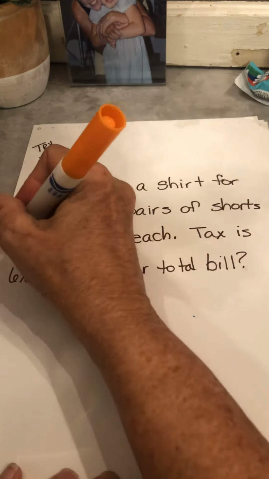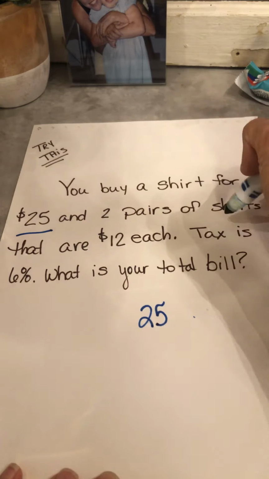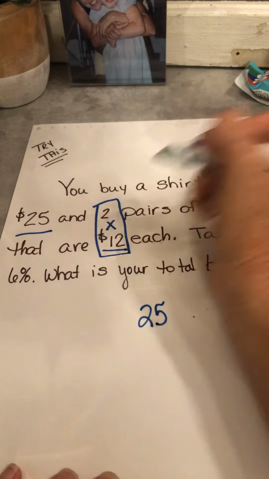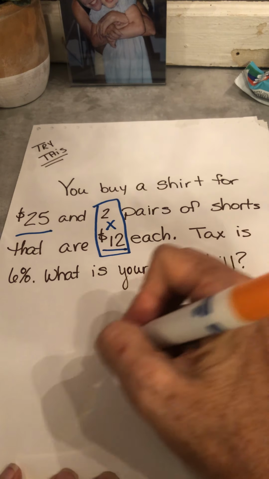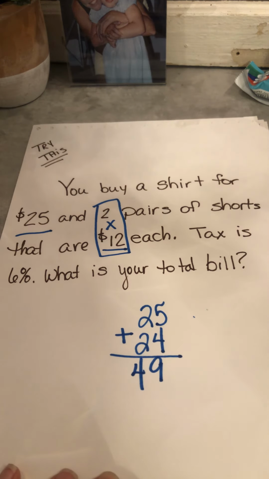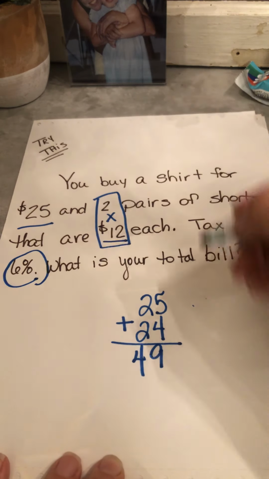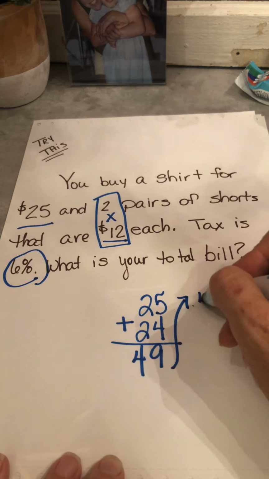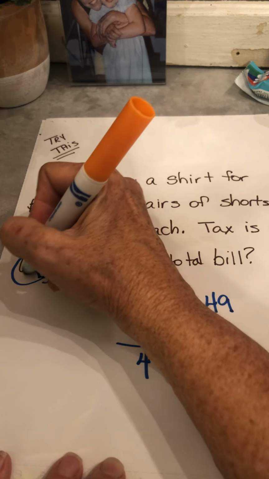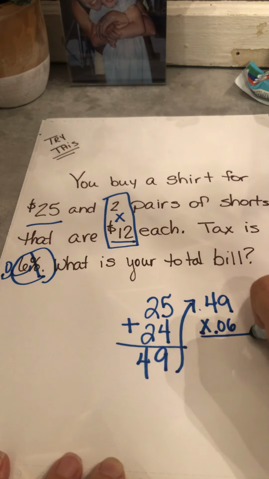Okay, so we have a shirt that costs $25. We have 2 pairs of shorts that each cost $12. So I'm going to take this and say 2 times 12 is 24. I'm going to add up, and right now I have $49. But I have to pay 6% sales tax. So I'm going to take that $49, and what am I going to do? I'm going to multiply. I'm not going to multiply by 6. I'm going to move my decimal 2 places and multiply by 0.06.